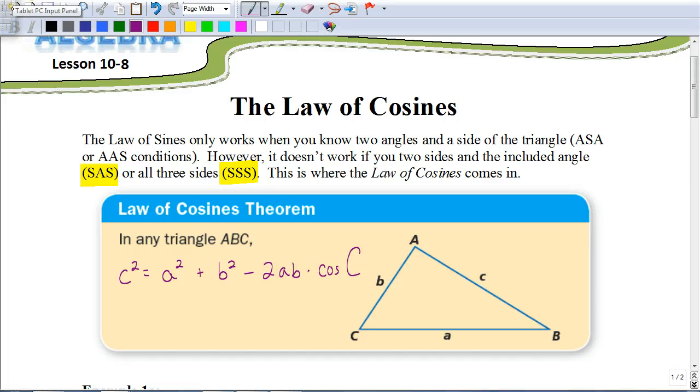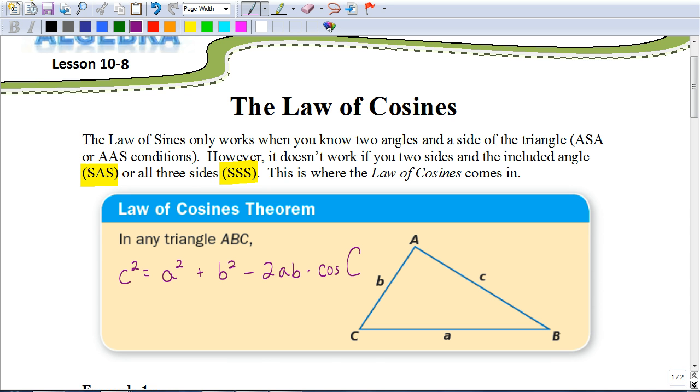Okay, so in a previous lesson we learned about the law of sines. Remember, we use the law of sines when we're given the conditions that include angle side angle and angle angle side. However, there are situations where the law of sines is not possible, and that's if we have the side angle side or side side side of a triangle. If that's the case, that's where we're going to have to know how to use the law of cosines, which is given to us here.